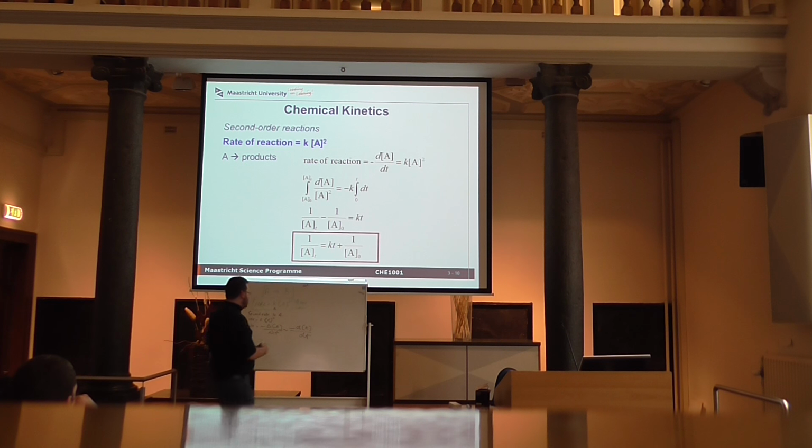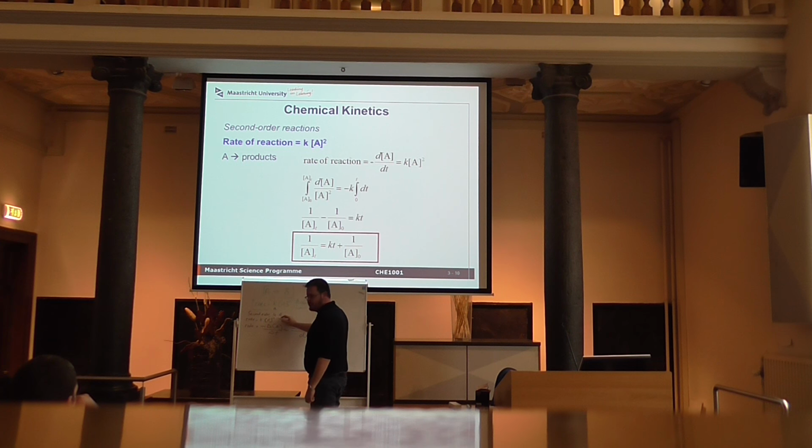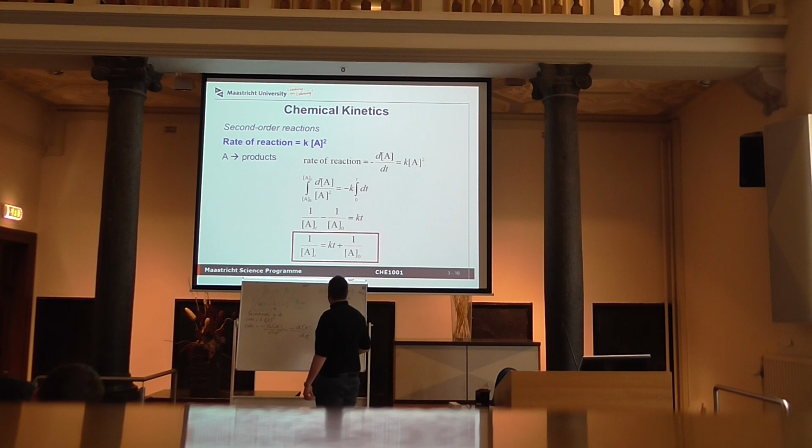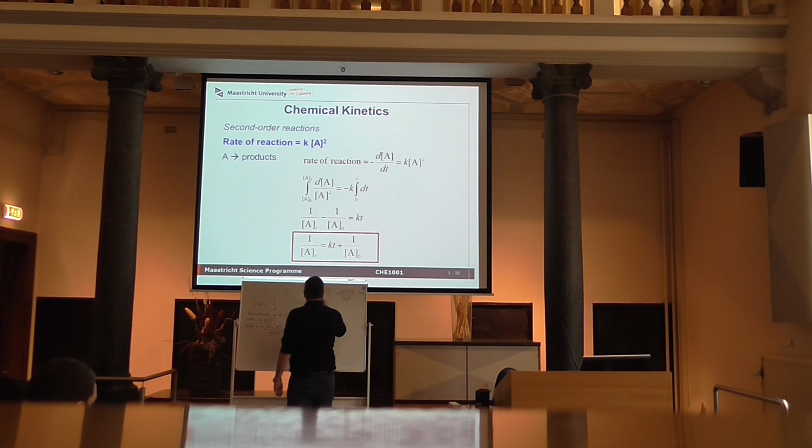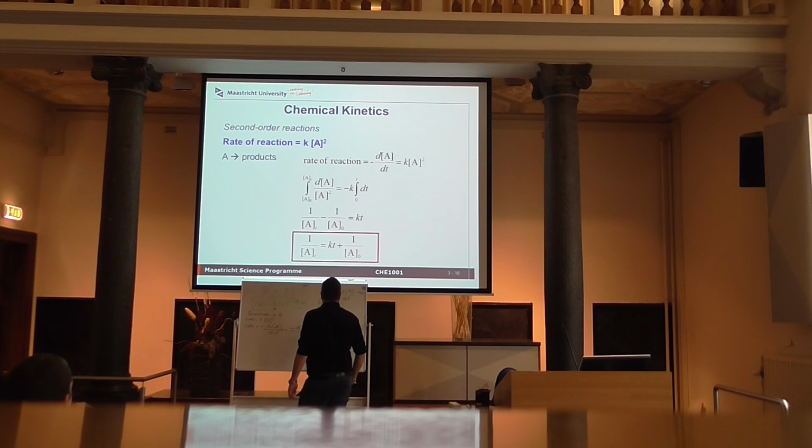So how do we proceed? Well, we set these two equal to each other, right? So k[A] squared equals minus dA over dt. Alright, what do we do now? Well, we take this A down. So we're going to have dA over A squared equals minus k dt.